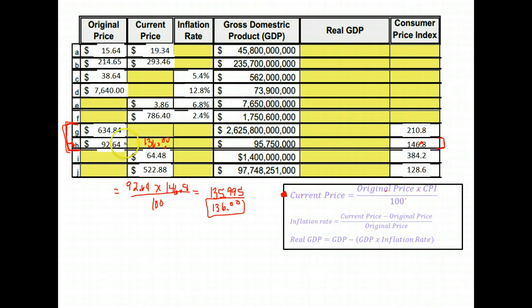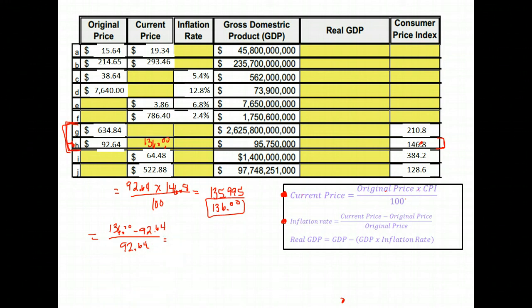Now I can find the inflation rate because I have the original price and the current price. So that's what we're going to fill in next, is the inflation rate. Remember, the inflation rate is the current price minus the original price divided by the original price. So for our inflation rate, the current price is 136 minus the original price of 92.64 divided by the original price of 92.64, and then we'll want to write that as a percent.